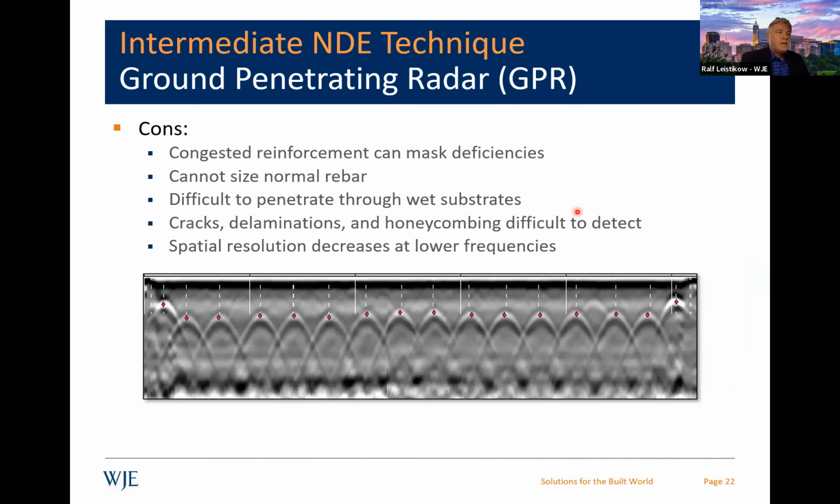The negatives on this, and with a lot of the NDE equipment you run into this issue, is that if you have a congested area, it can mask other potential targets. If you had a bar right underneath here, it may not be visible. You may not be able to tell if there's 1 or 2 bars if they're stacked. So if you have really congested concrete areas, you may not be able to find everything with the GPR equipment. You're actually shadowing some of these things.